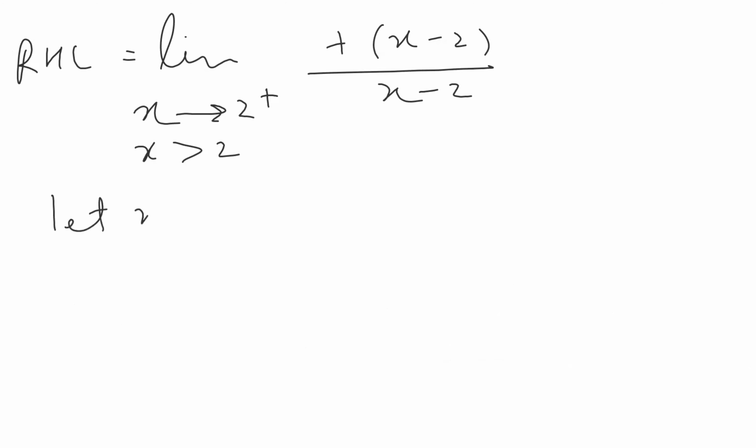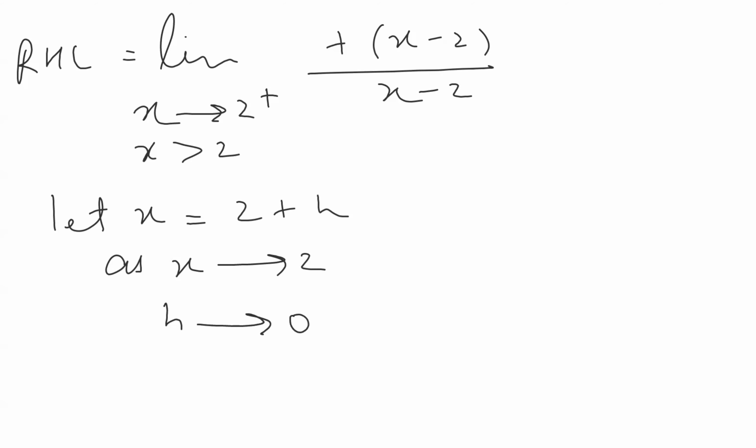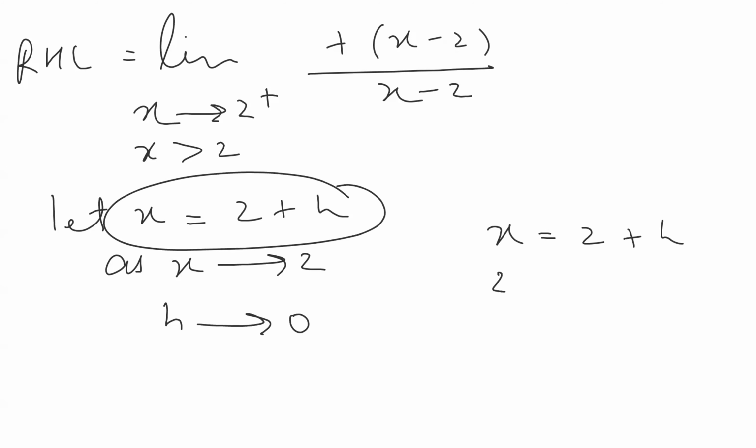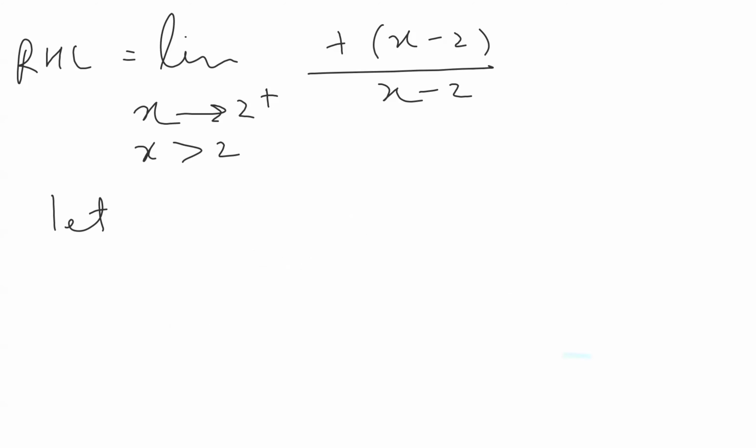Fine. Let x is equal to 2 plus h. So for right hand side limit, we have to write plus h. And for the left hand side limit, write minus h. As x approaches 2, okay, h will approach 0. See, look at this. x is equal to 2 plus h. When x is 2, h will approach 0. Fine.